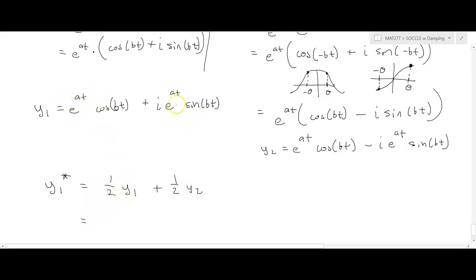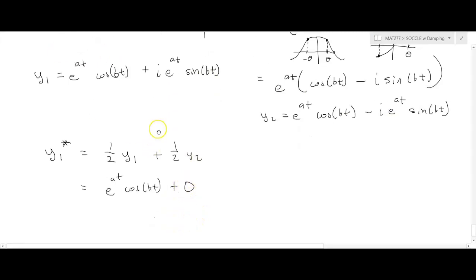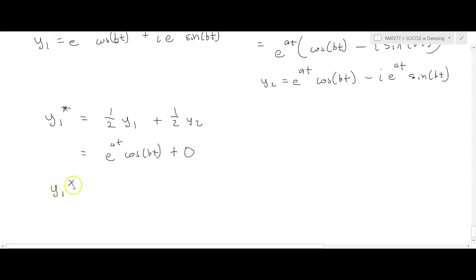So 1/2 of this guy plus 1/2 of this guy will give me 1/2 e to the at cosine bt plus 1/2 of this. And when I add these two together, because this will have a 1/2 and this will have a 1/2, they will add together to give us a whole e to the at cosine bt. And whenever you take 1/2 of this plus 1/2 of this, notice that they're equal but opposite signs, so that will give us plus 0. And so our y1 star has successfully eliminated the imaginary number.